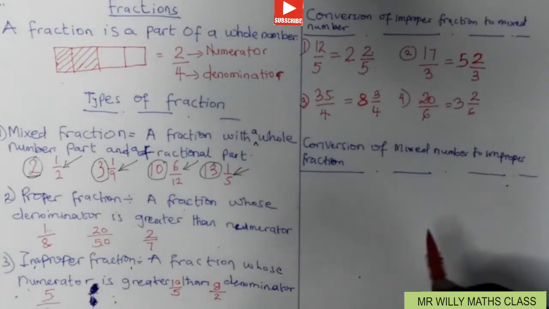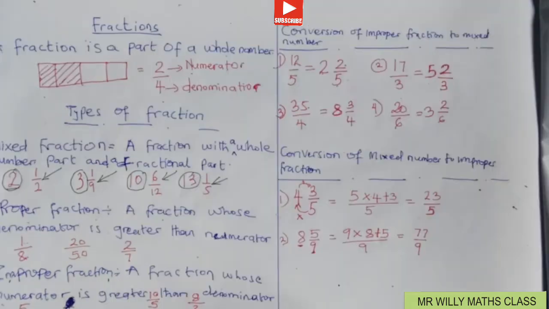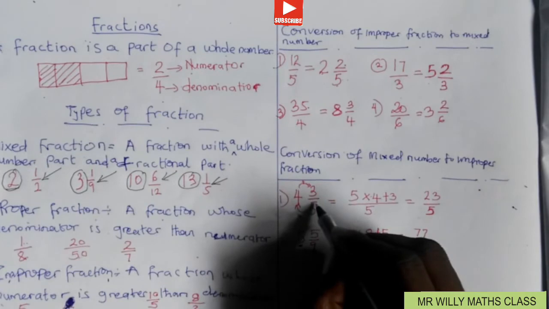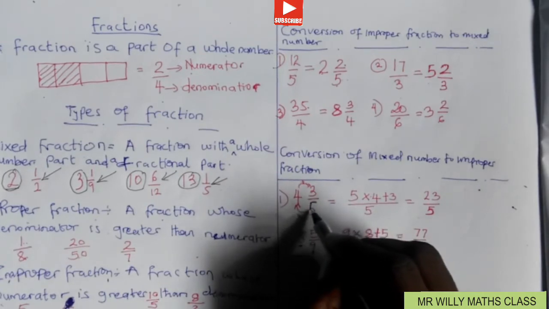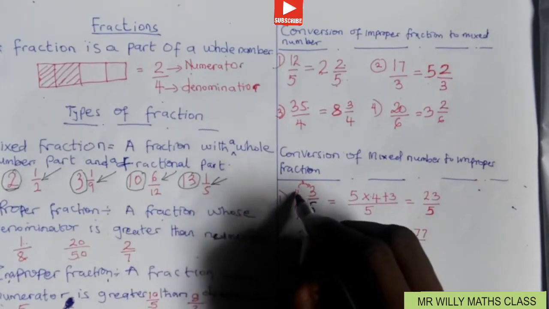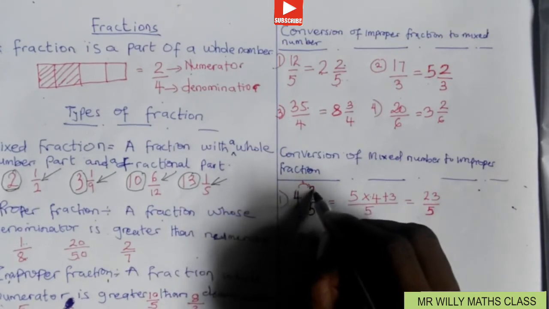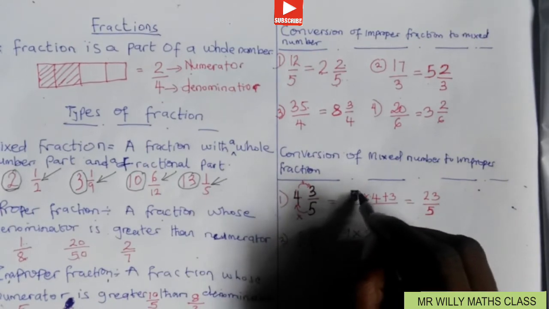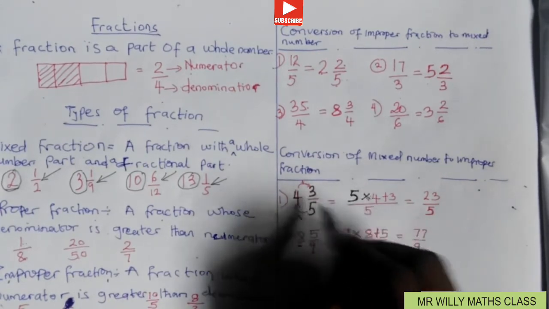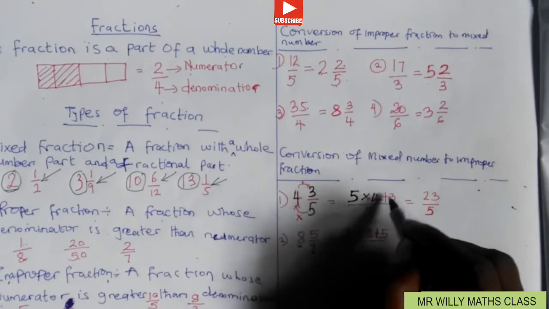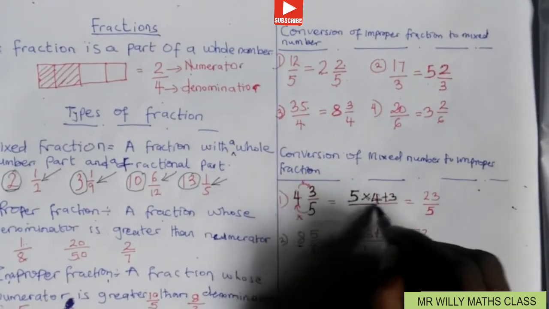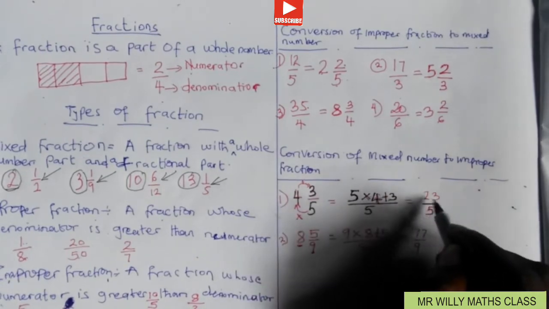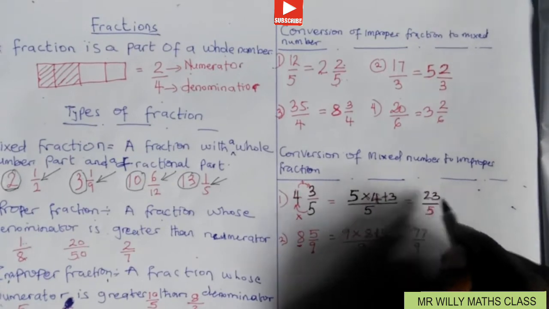Now, let's go to how to convert from mixed number to improper fraction. To convert from mixed fraction to improper fraction is very simple. You use your denominator, the denominator is 5, to multiply the whole number. Then you add the numerator. You can see that we have done 5, this is our denominator, times the 4, which is our whole number, plus 3 over 5. 5 times 4 is 20, plus 3, gives 23 over 5.